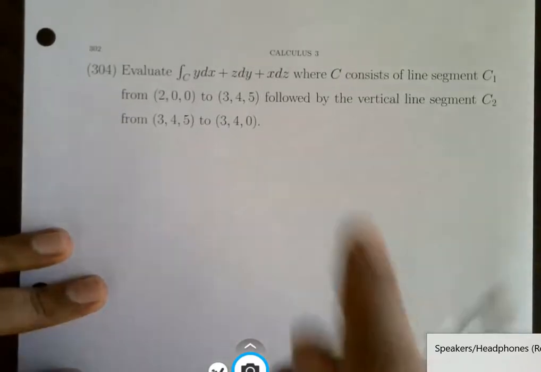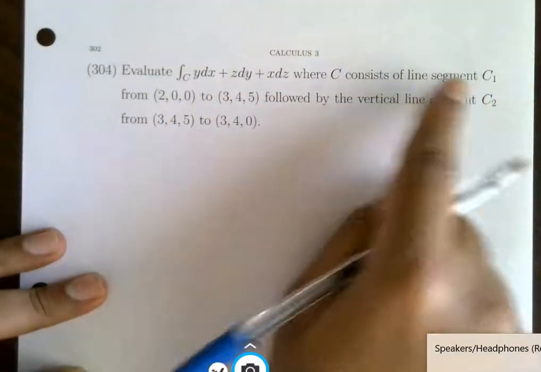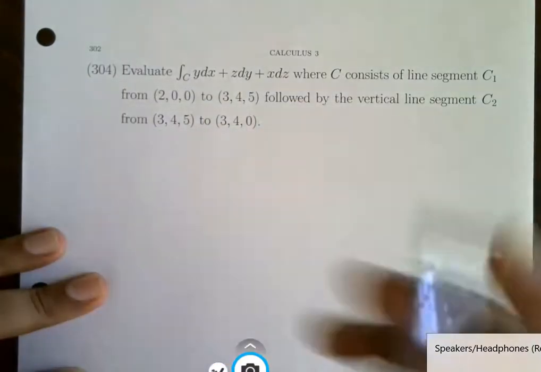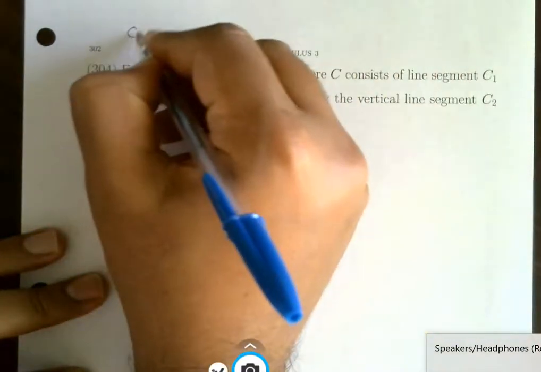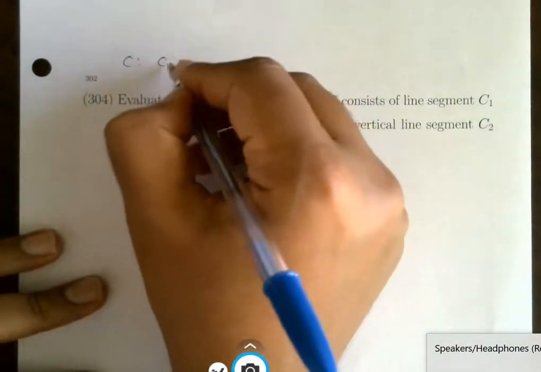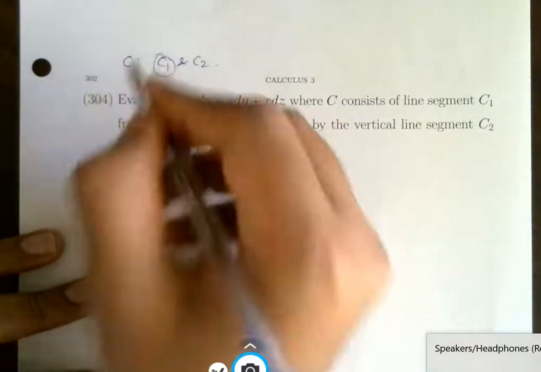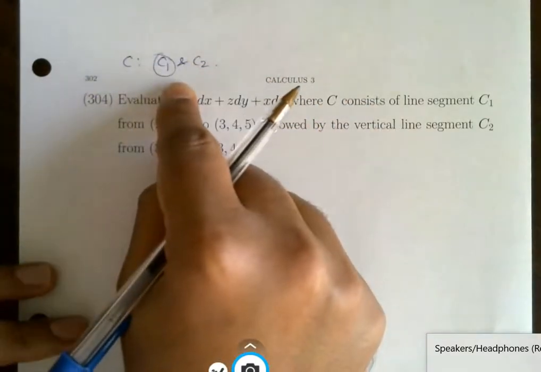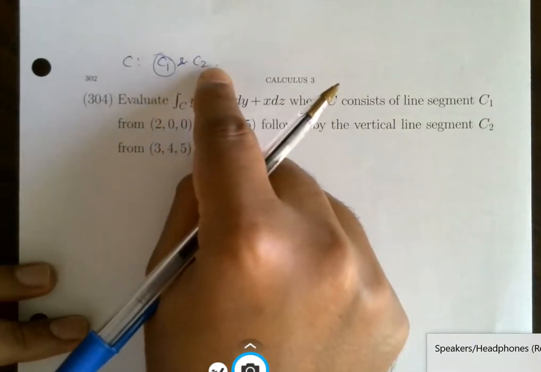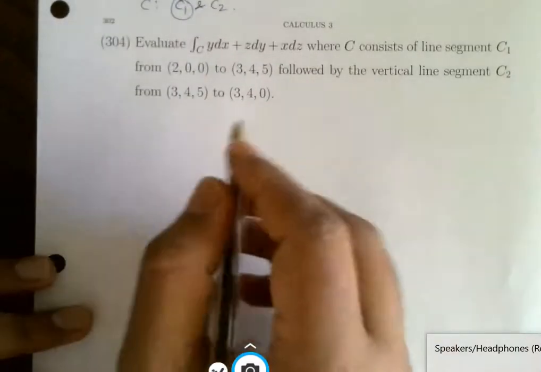Here, evaluate the integral of y dx plus z dy plus x dz, where C consists of a line segment followed by the vertical line segment C2. So your C is basically broken down into two pieces: C1 first and then C2 next. Our goal is to evaluate the line integral on C1, then evaluate the line integral on C2, then add them and get the answer. Okay, so how would I go about it?